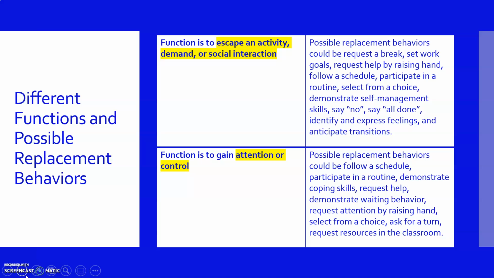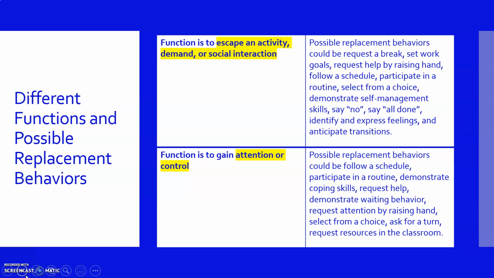Function is to escape an activity, demand, or social interaction. So they don't want to do an activity in your class. They don't want to do what you told them to, or they don't even want to socially interact. So they could be leaving the classroom. They could ask to use the restroom even though they don't have to. They could just disrupt the class so they even get kicked out or sent to the hallway, whatever that may be.